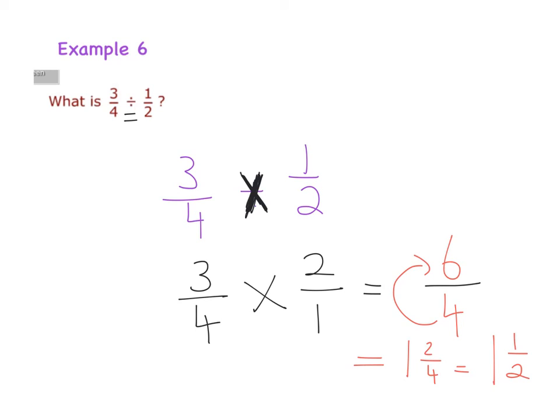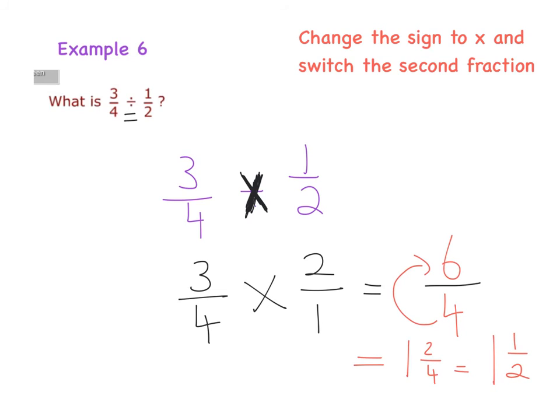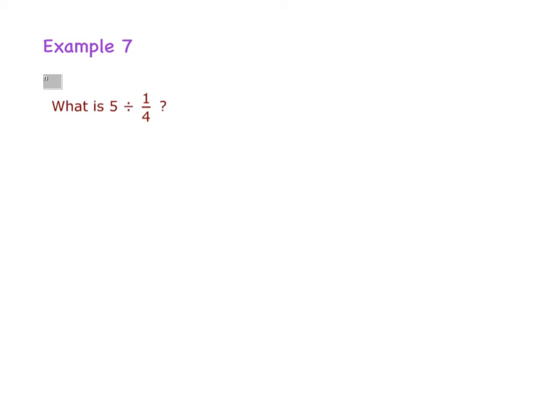Okay, so your rules for division are to change the sign to multiplication and switch the second fraction. So I've changed the sign to multiplication, I've switched the second fraction upside down, and then I've just applied my multiplication technique. Alright, let's try it one more time, and this time I've got a whole number and a fraction. So if I'm dealing with whole numbers or mixed numbers, I need to make everything a fraction.